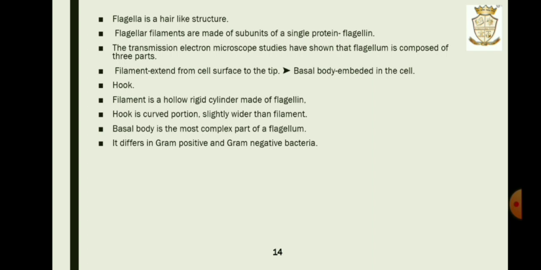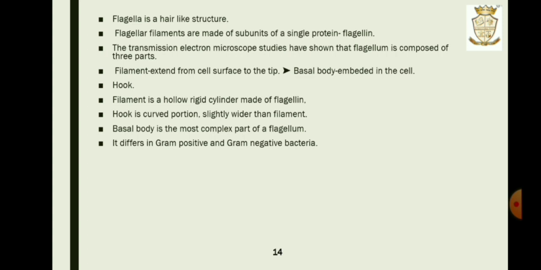Transmission electron microscope studies have shown that the flagellum is composed of 3 parts. Filament extends from the cell surface to the tip. Basal body is embedded in the cell. Hook. The filament is hollow, rigid, cylindrical, made of flagellin. The hook is a curved portion slightly wider than the filament.